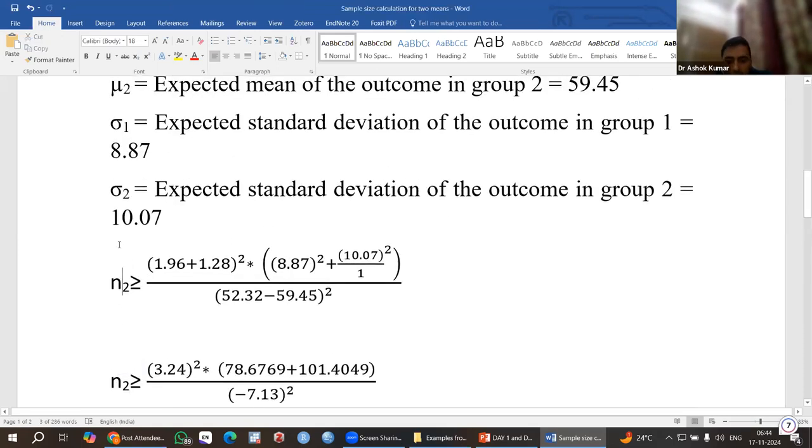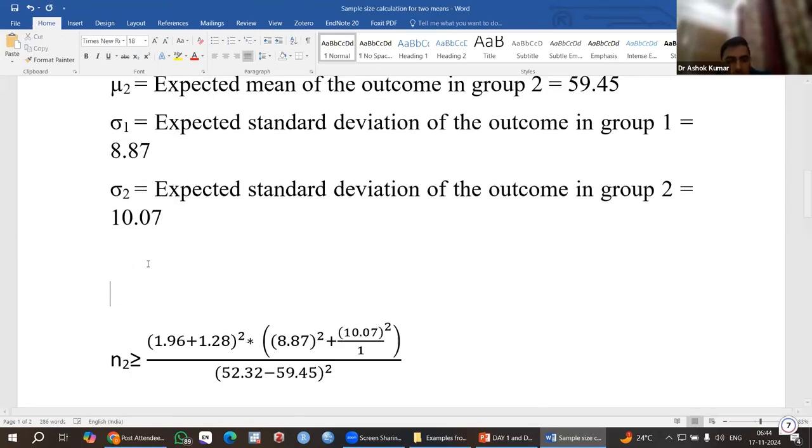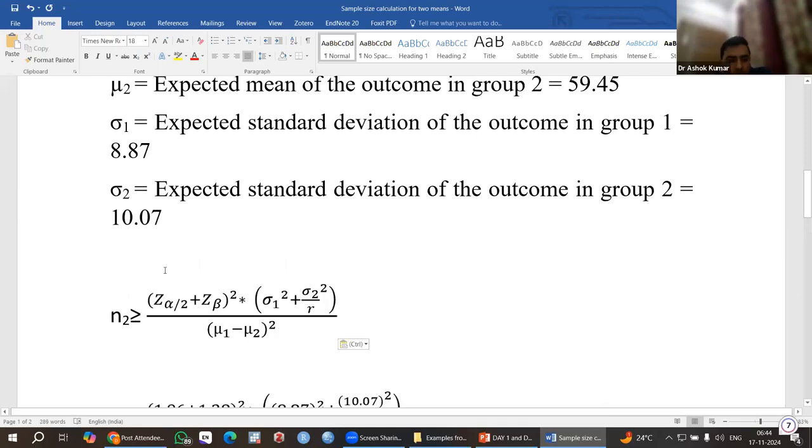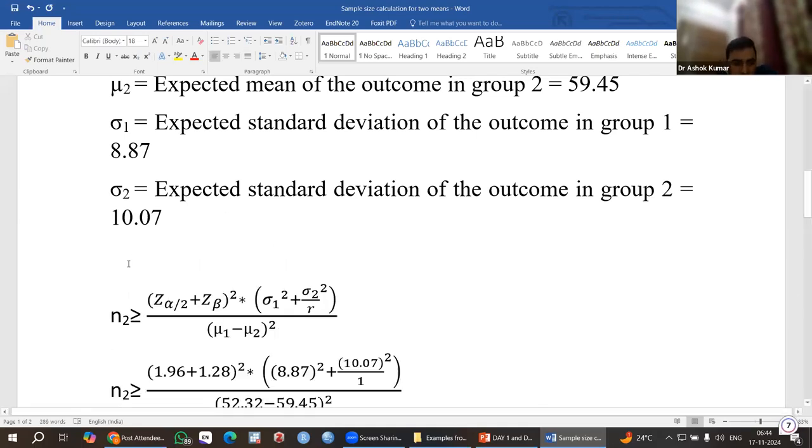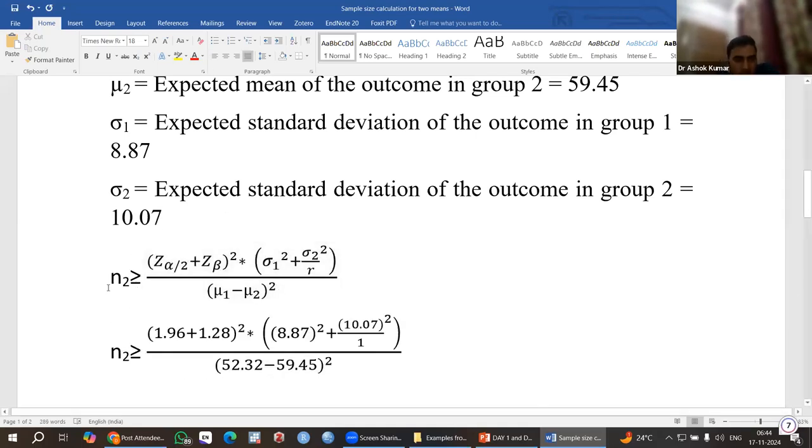No issue, I can copy this formula. So this is the formula: n2 equal to or greater than. Please always use equal to or greater than. Z alpha by 2, or Z 1 minus alpha by 2, it's the same thing, plus Z 1 minus beta or Z beta, whole square, multiplied by these things, and divided by the difference of means, whole square.